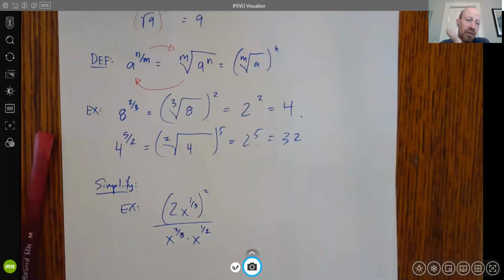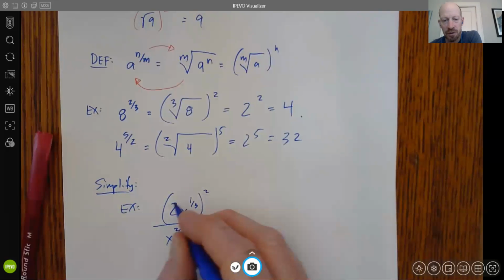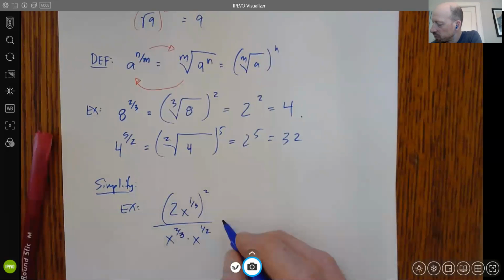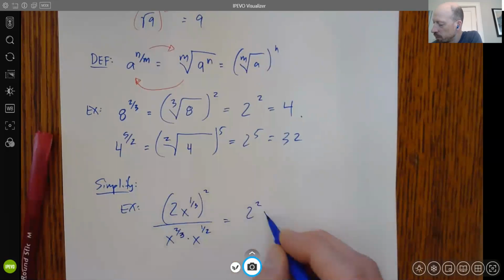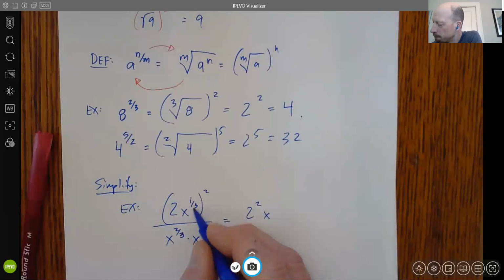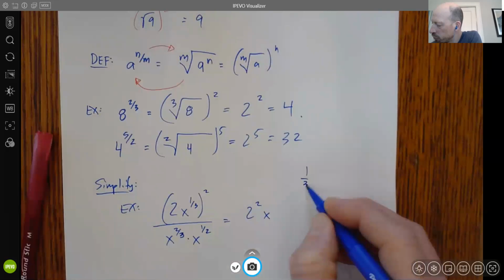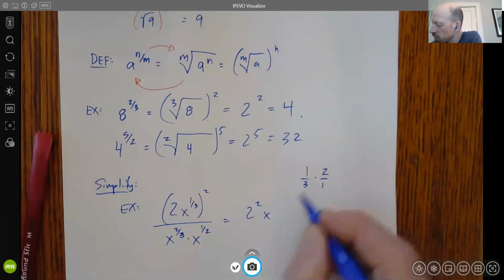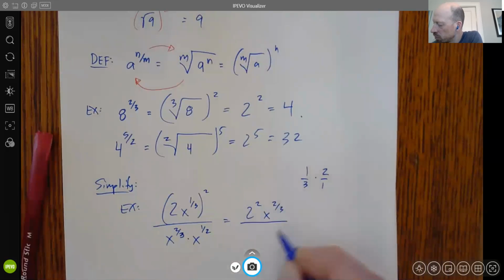So this is very much like what you've done with previous exponent problems. It just happens that the exponents are fractions. So it's a little bit harder to work with, right? Because fractions take a little more effort. But it's a very similar process. Here I'm going to distribute that exponent to both of these pieces. 2 squared. Here I'm going to multiply 1/3 times 2. That'd be 2/3.